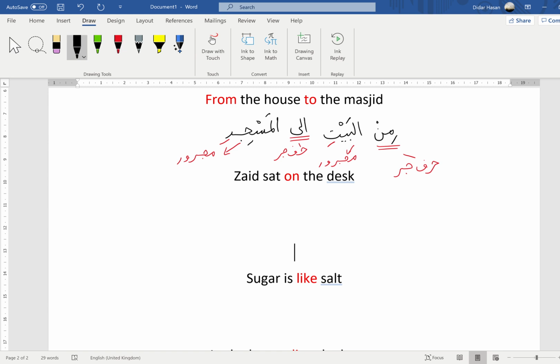So, Zayd sat. Generally we make this a jumla fi'liya, so the verb comes first. So jalasa Zaydun. Zayd sat. Now we need the harf al-jar, which is ala, which is on. So Zayd sat on. What did he sit on? Al-maktab, the desk. Okay, so now let's go through the haraka. So jalasa is the verb, which is the fi'l.